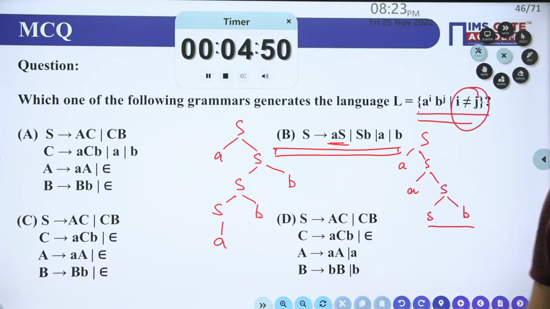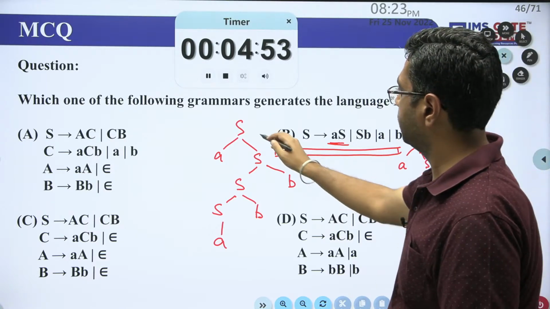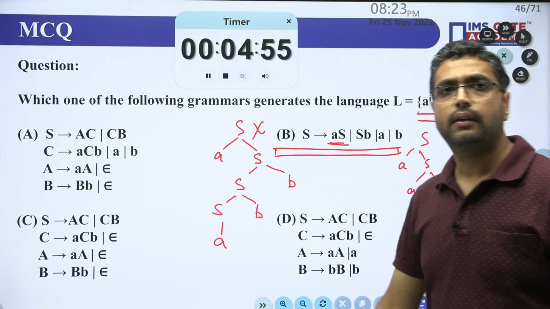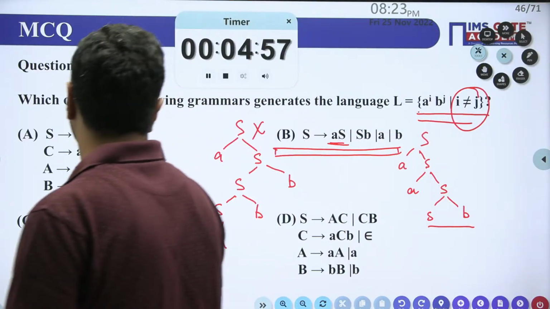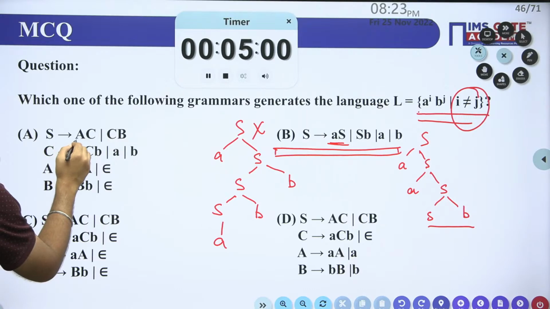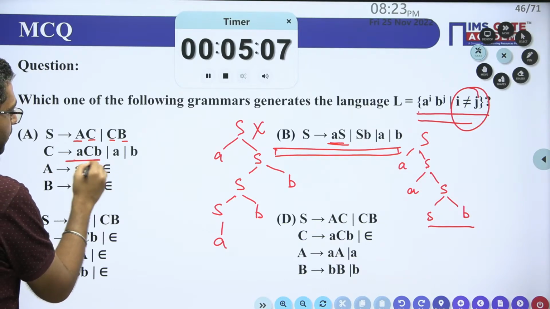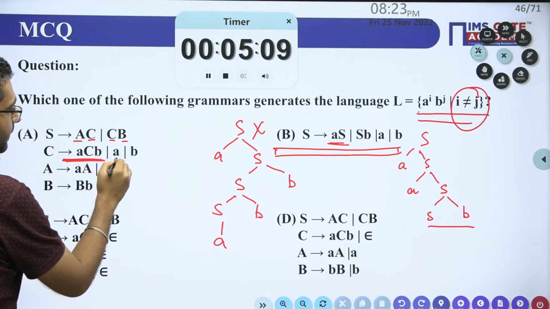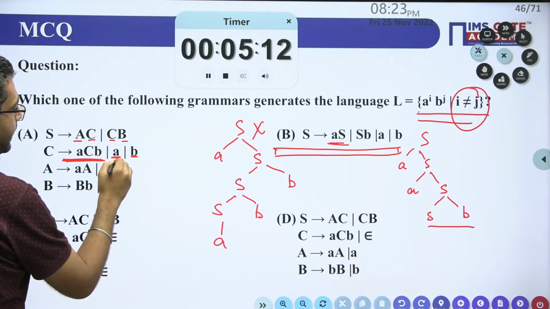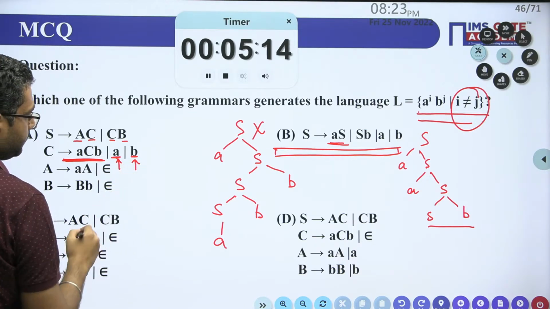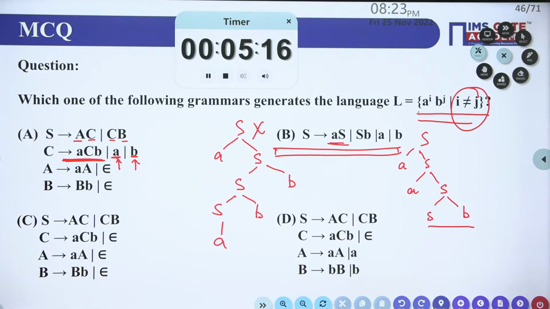So therefore this is incorrect. Is it okay? Here this language S goes to AC and CB, so either AC or CB. And if you see this part, C is helping you to produce an equal number of A's and B's, and this will help you in producing an extra A or an extra B. But what is the issue with this part, why is it not correct?